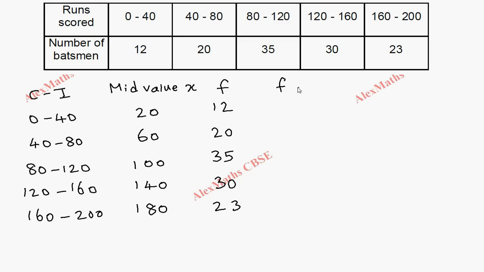Now we can find f into x. This is named as xi and this is fi. So fi into xi we are going to multiply. 12 into 20, which is 240. 60 into 20, 1200. This is 3500. And 14 into 3 is 42, and we have to put 2 more 0s. Then 18 into 23, it is 414 and we have to put 1 zero.